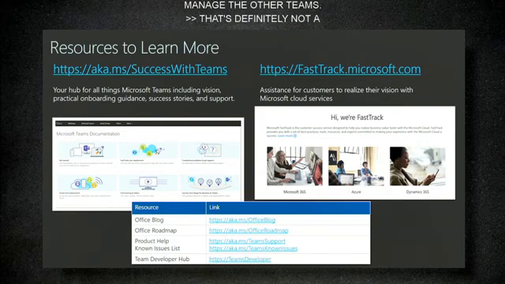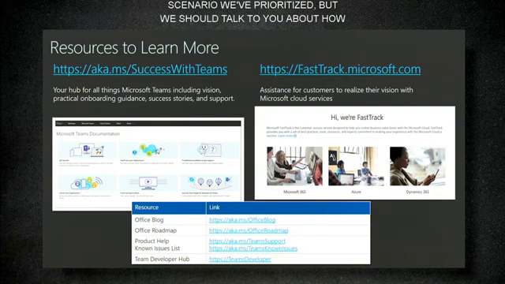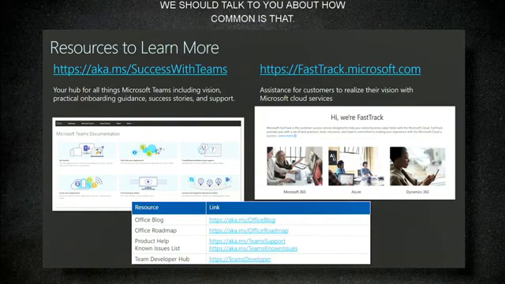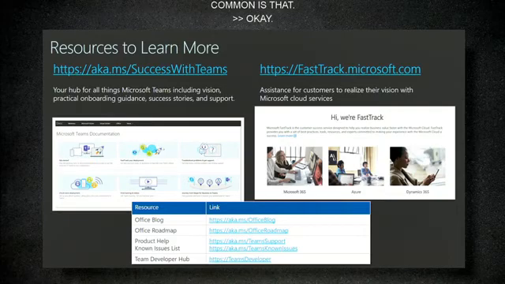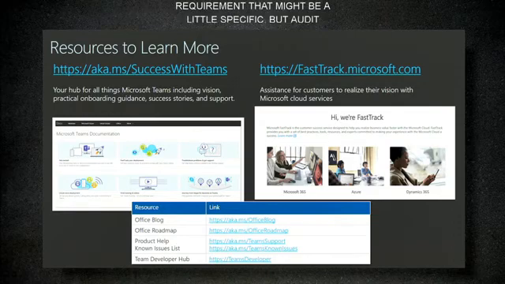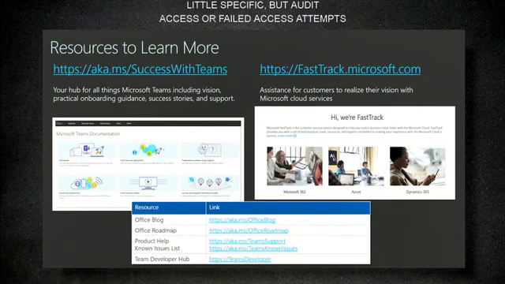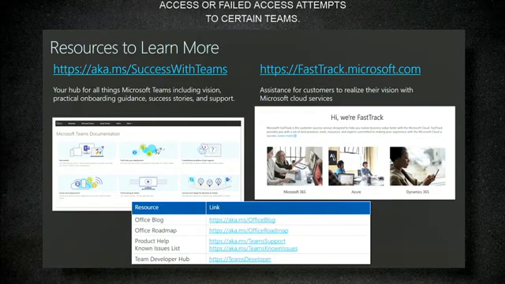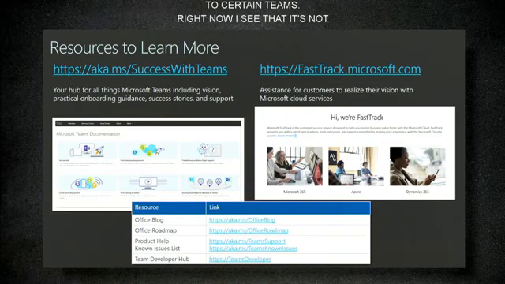Okay, fair. My second question is, I have a requirement, it might be a little specific, but audit access or failed access attempts to certain teams. Right now I see that it's not really an option, and the audit options that are currently available are very limited. Is that going to be something that we can see in the future?